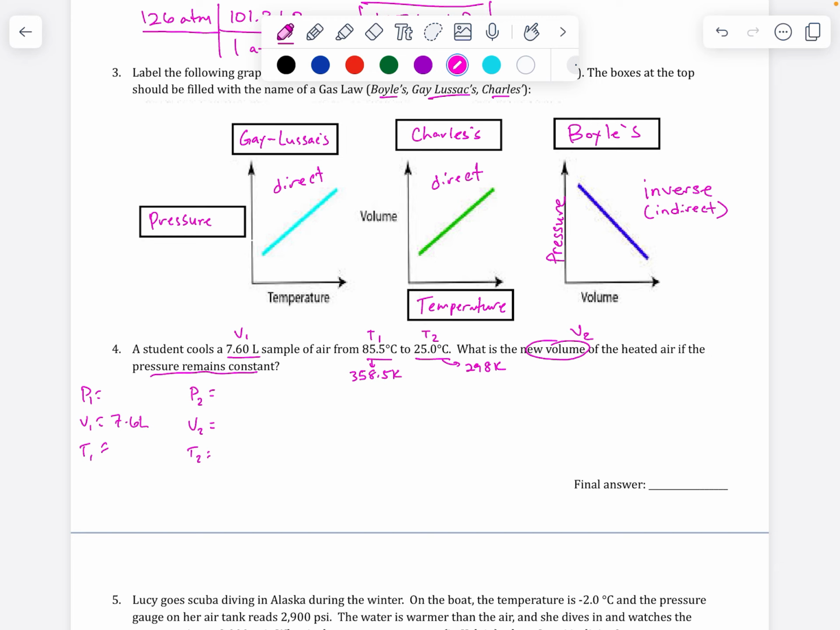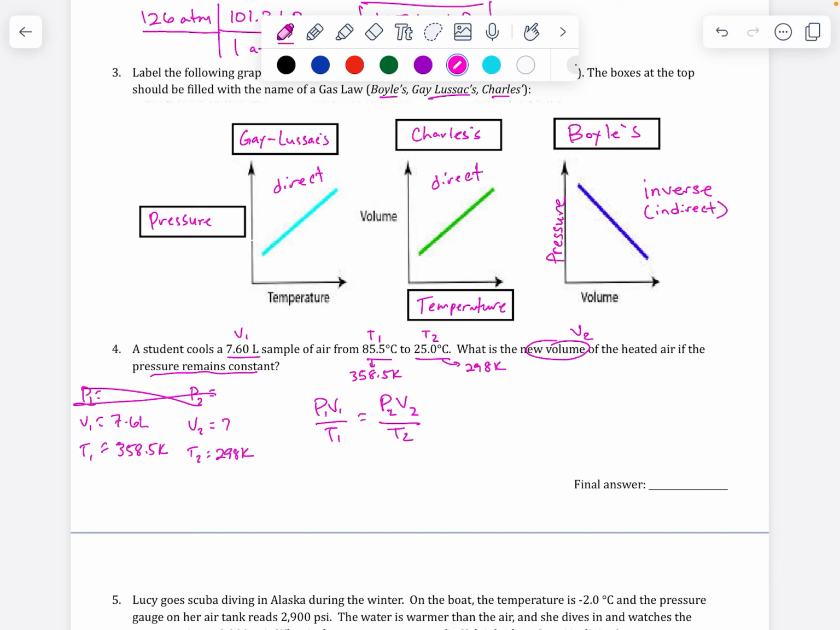Our volume is, our temperature is 358.5 Kelvin, and 298 Kelvin was the temperature too. And we are looking for the new volume because pressure remains constant. We can actually just get rid of pressure altogether. We don't have to worry about it. And what that helps us with is that when we do our combined gas law, that looks like this.